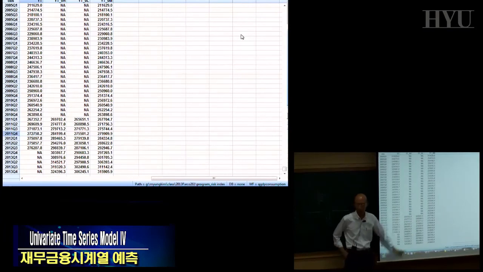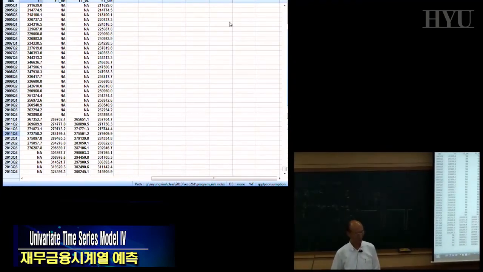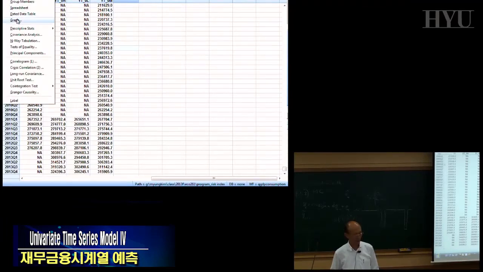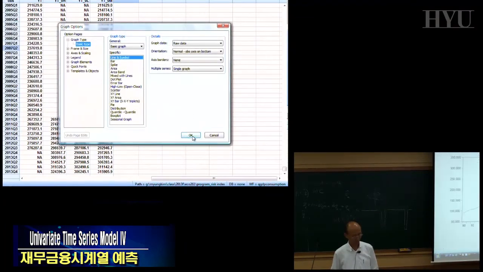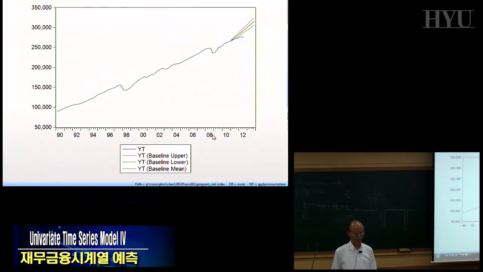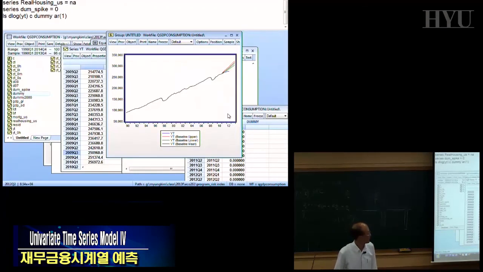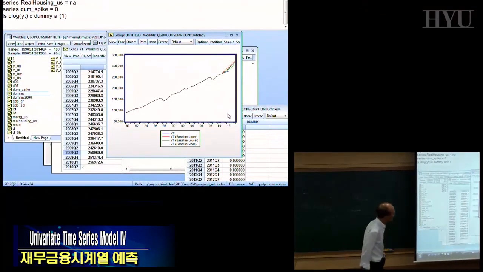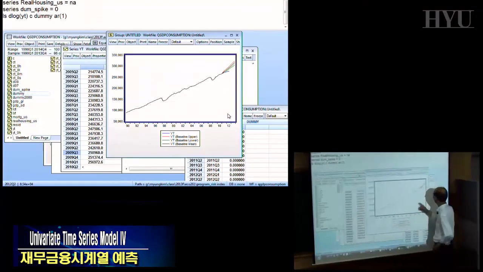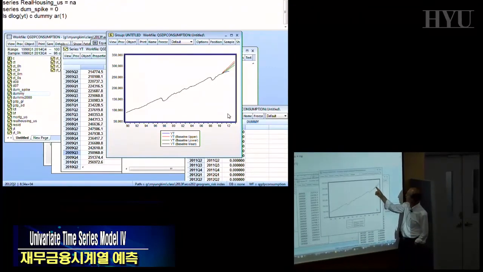Upper bound, lower bound. So if you view it in a graph, that's basically what it says. Pretty much off, right? So this is your projection, and this is your actual. So something must be wrong, or something must be specified in a more reasonable fashion.